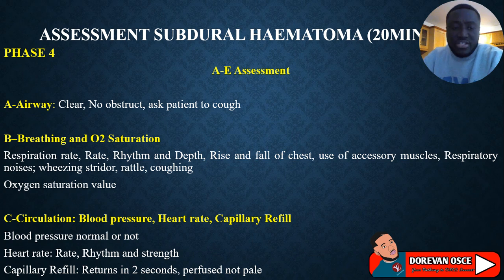Let's move to circulation. With the circulation, you are going to tell the patient about the blood pressure, the heart rate, and then the capillary refill. With the blood pressure, what you had, whether it's 120/80, and whether it's within the normal ranges. Then the heart rate, whether it is within the normal range, let's say 80 beats per minute, 70 beats per minute. You let the patient know that while you were checking the heart rate, you also checked the rhythm and the strength, and whether they were all normal.